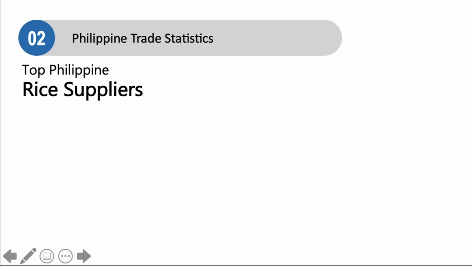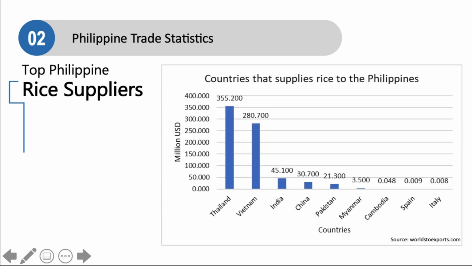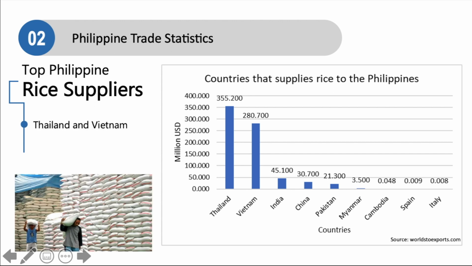Let's look at also the top Philippine rice suppliers. So these are the countries that supply rice to the Philippines. So aside from Thailand, Vietnam also supplies rice to the Philippines. And joining the list of countries, we have India, China, Pakistan, Myanmar, Cambodia, Spain, and Italy. So as you can see, Thailand and Vietnam are the top suppliers of rice to the Philippines. And among this list of countries, Pakistan is the fastest growing supplier.